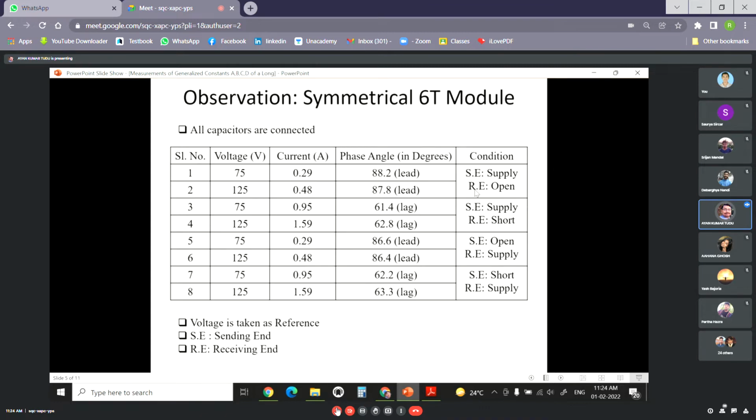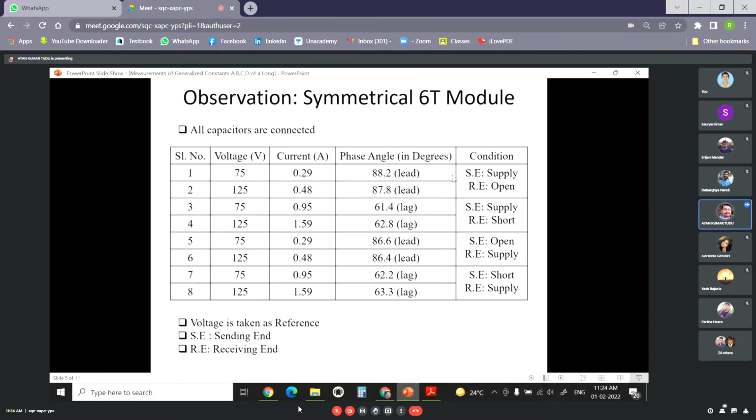Now, as you can see, whenever the receiving end is open, the phase angle is coming out to be leading. Why is the phase angle leading when it is sending end supply and receiving end open? Capacitance effect. The actual term we can say is known as the receiving end voltage rise, or Ferranti effect, correct?